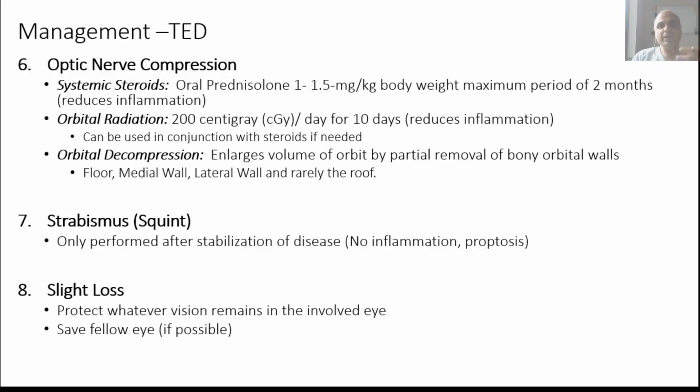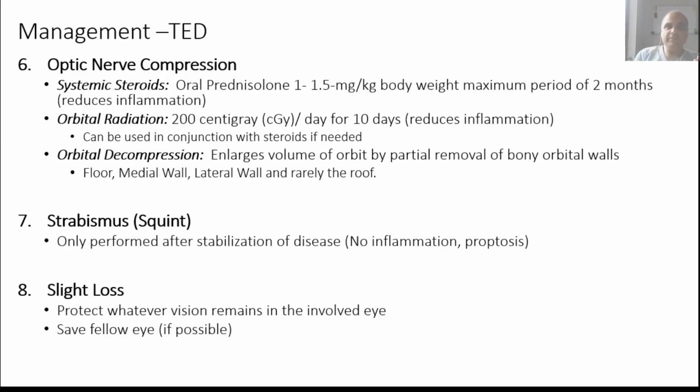And if steroids and radiation, both of them, are unable to provide relief from nerve compression, the third option is orbital decompression. Orbital decompression is simply increasing the volume of the orbit by partially removing the bony orbital walls, starting off with the floor, then the medial wall, then the lateral wall. The roof is rarely removed to do orbital decompression. Decompression simply works by increasing the available volume of the orbit so that whatever edema or fluid is accumulating has more room to expand, giving the optic nerve some room to breathe and relieving the compression on it.